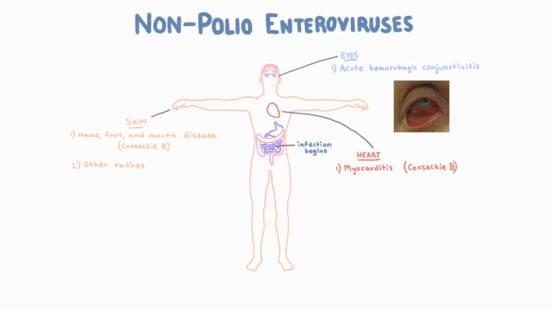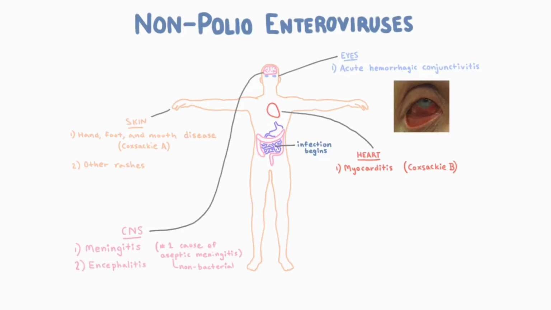Finally, enteroviruses can also go to the central nervous system, where they can cause several diseases. So most importantly, they can go to the meninges and cause meningitis. And in fact, enteroviruses are the most common cause of aseptic meningitis, meaning non-bacterial meningitis. Now, more rarely, these viruses can infect the brain itself and cause encephalitis.